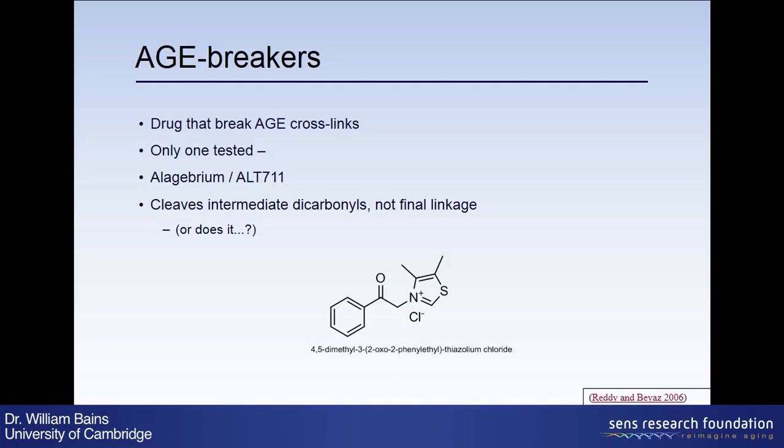The only molecule found so far that's got potential for doing that is this thing. It's called Agebreaker. It's also sometimes mentioned in the literature on the web as ALT711. This is meant to actually cut dicarbonyls, chop them. The chemistry around this is quite controversial as to what this is really doing, but it certainly does something in animal models. And it does something in animal models of hypertension. It reduces age-associated hypertension. It reduces a number of other measures of cross-linking, such as tendon elasticity.